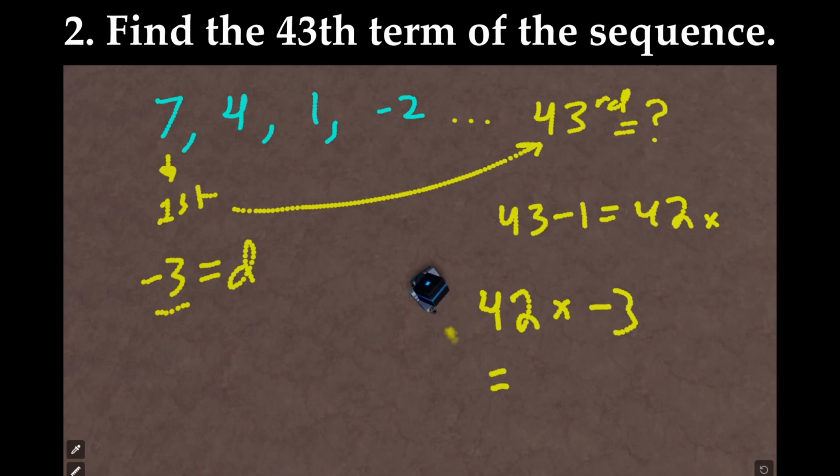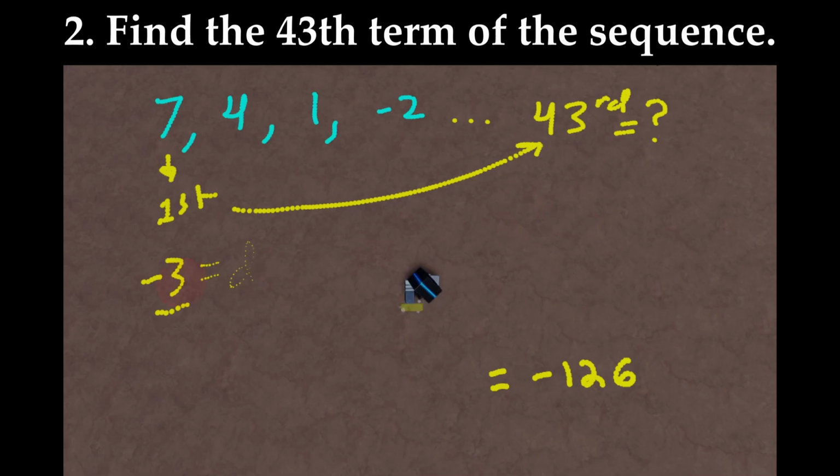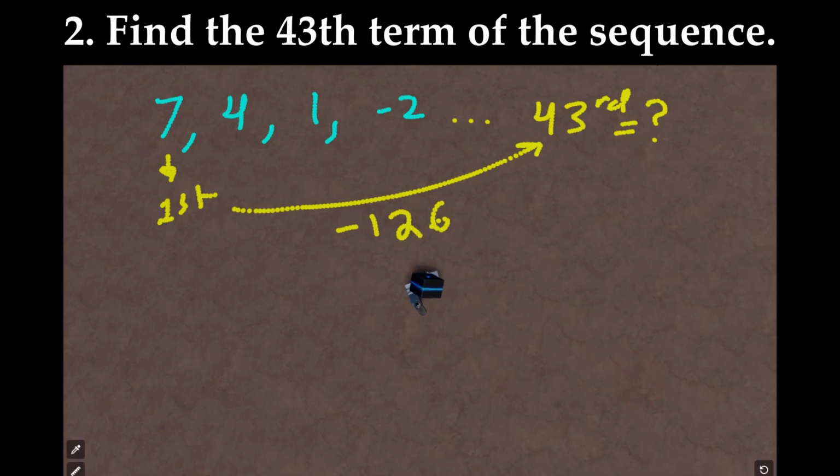So if you do 42 times negative 3, that is negative 126. So let me erase all this now. And all this is telling us is that to go from 7, our first term, to the 43rd term, we have to subtract 126 in total. So we start at 7, we subtract 126, and we get the 43rd term.